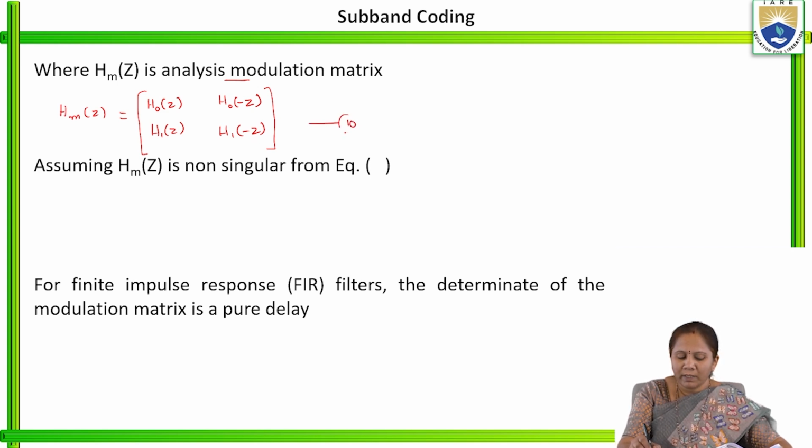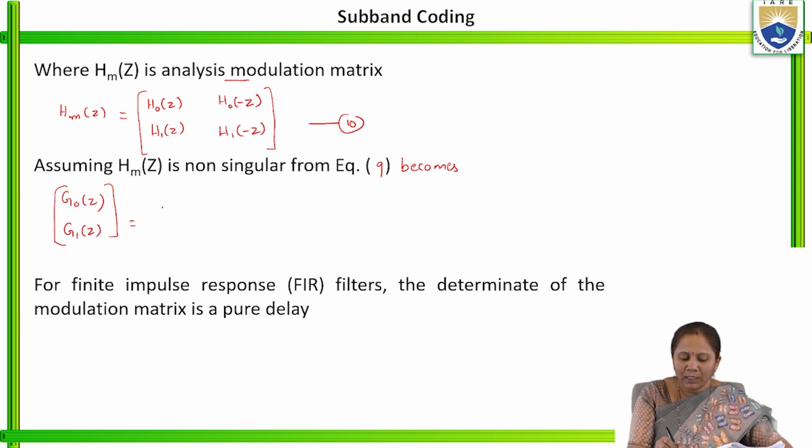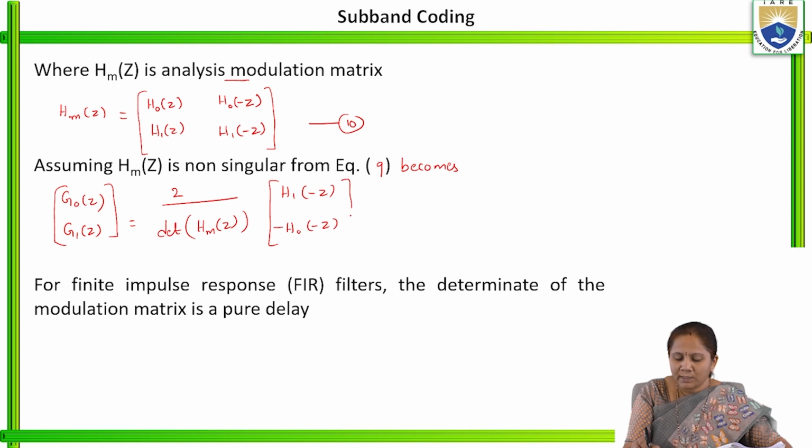So consider this as equation number 10. And now assuming this HM of Z, that is equation number 10, is non-singular, then from equation number 9, we can write equation number 9 by considering equation number 10 as G naught of Z and G1 of Z is equal to 2 by det HM of Z, H1 of minus Z, minus H naught of minus Z. This is equation number 11.